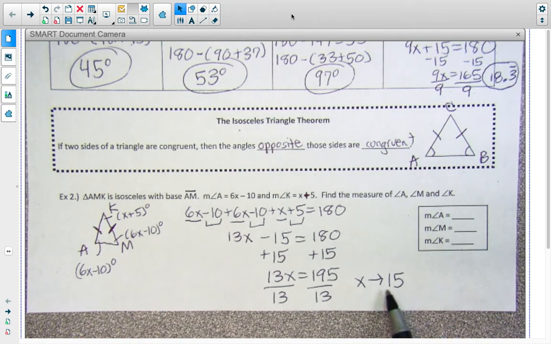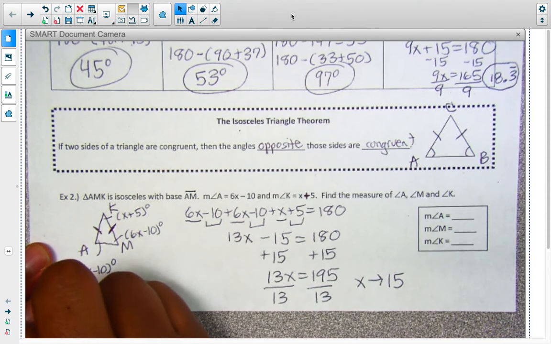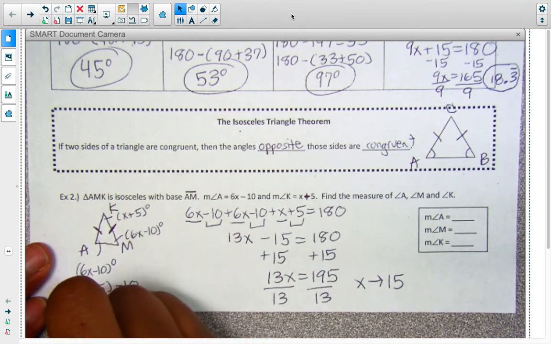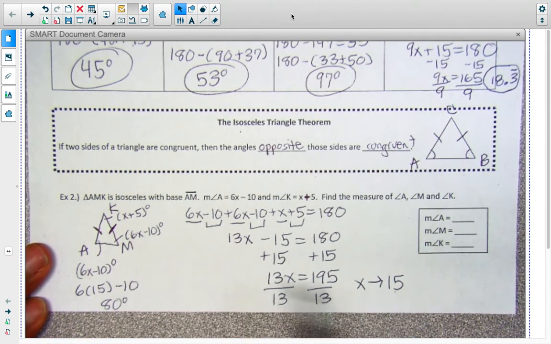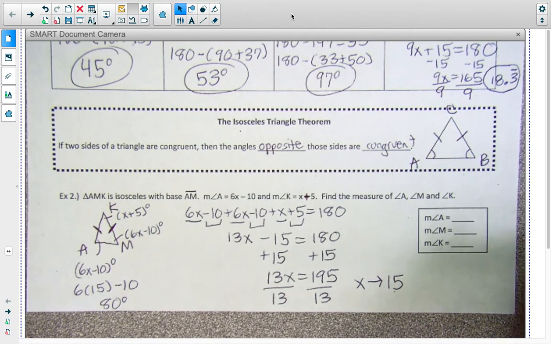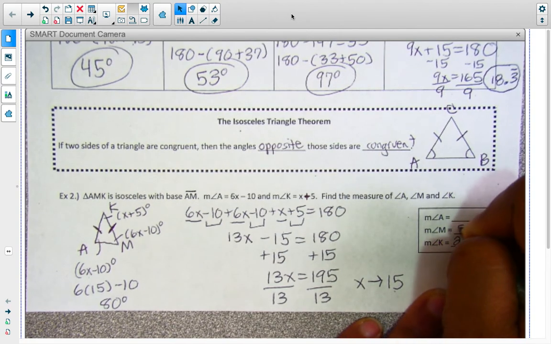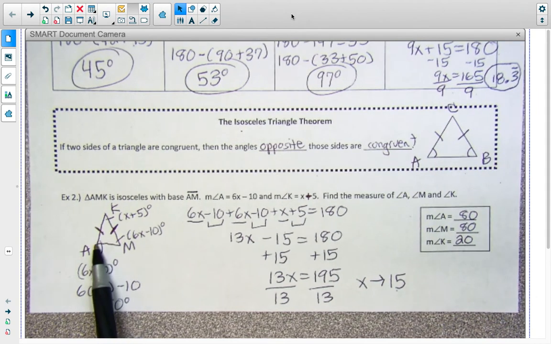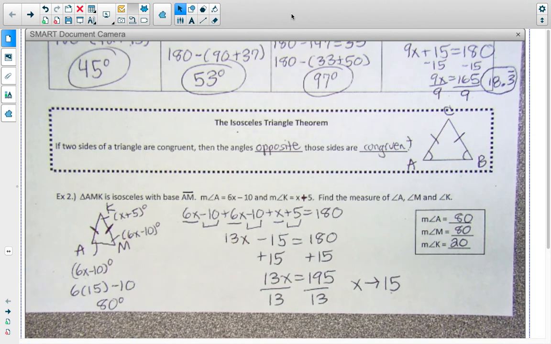We now need to take 15 and substitute it back into my angles. So we need to take 15, substitute it into 6x minus 10, and substitute it into x plus 5. So my first substitution, we're going to do 6 times 15 minus 10. That's going to give me 80. And we take 15 and substitute it into x plus 5. So clearly 15 plus 5 is going to give us 20. So the measure of angle K is 20. This one's 80, and this one's 80. So these two angles here are both 80, and this angle up here is 20 degrees.